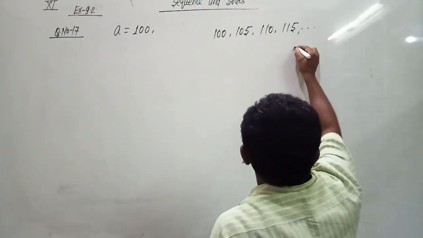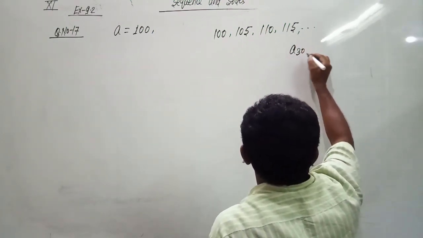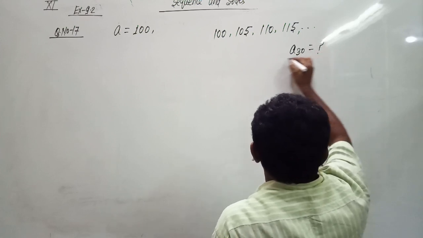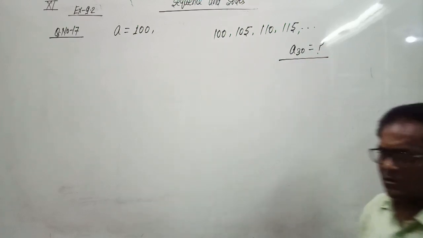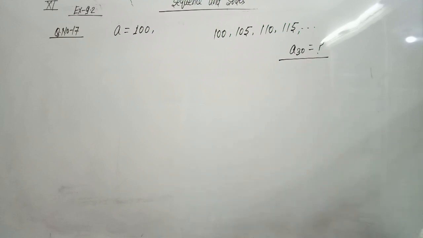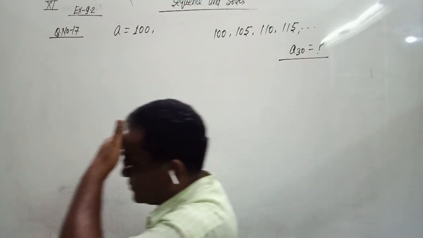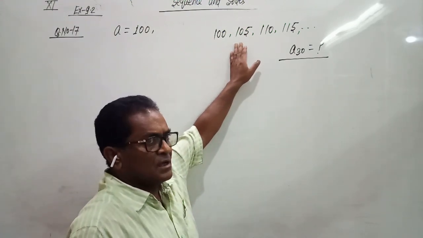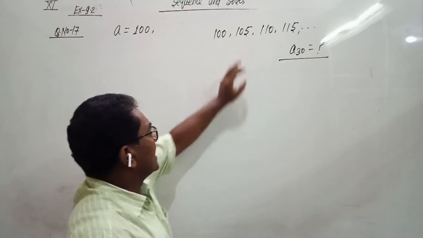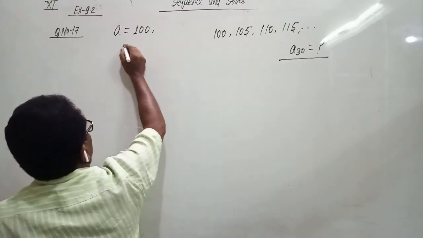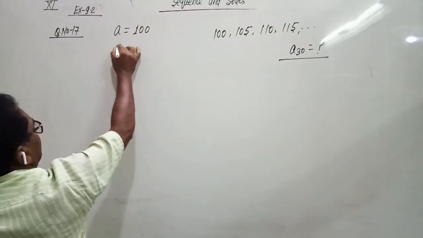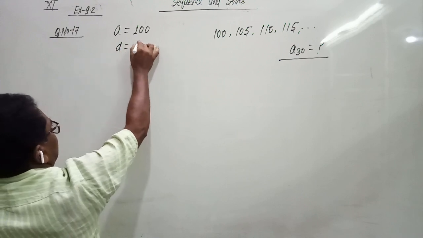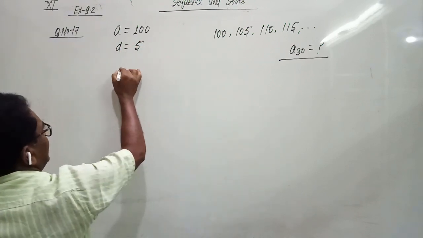We have to find the value of the 30th installment. So from the sequence, the first term is 100 and the common difference is 5. We have to calculate a30.